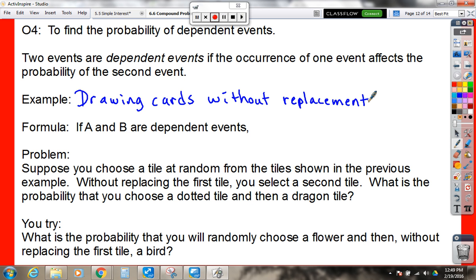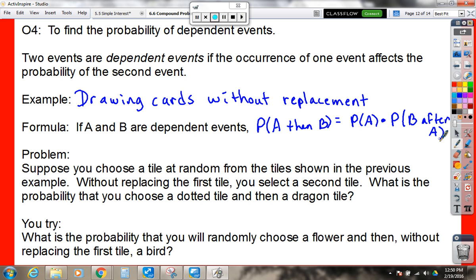Usually dependent probabilities involve things like drawing cards from decks or drawing beads out of a bowl, or beads are always a big thing, marbles out of a bag, things like that, where you can't replace an item, you don't replace one. In the game of Mahjong, picking a tile without putting it back would change the probability of getting another tile. Okay, our formula, if A and B are dependent events, we have probability of A then B equals the probability of A times, so we multiply, times the probability of B after A.